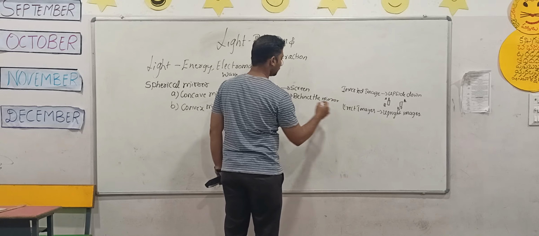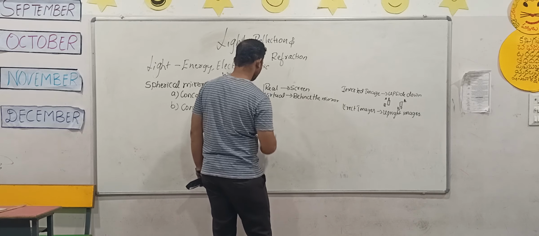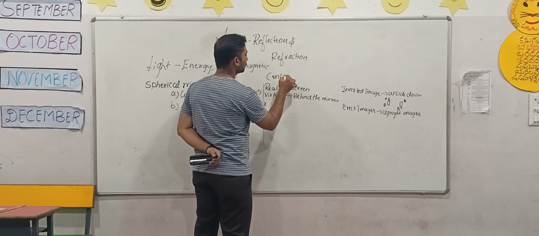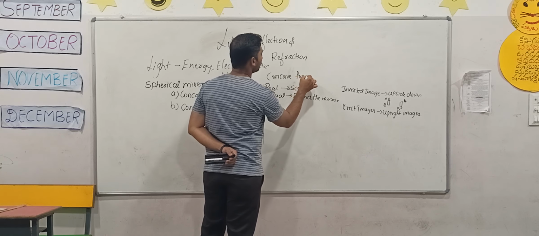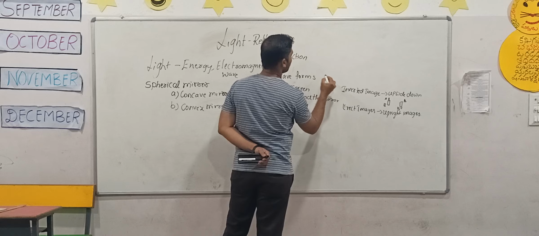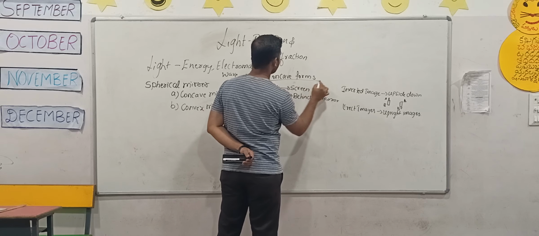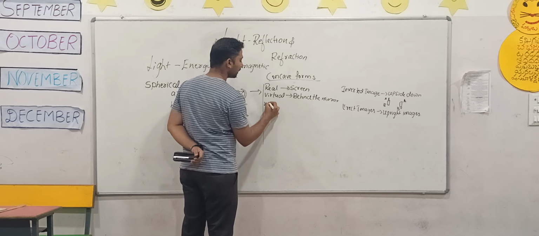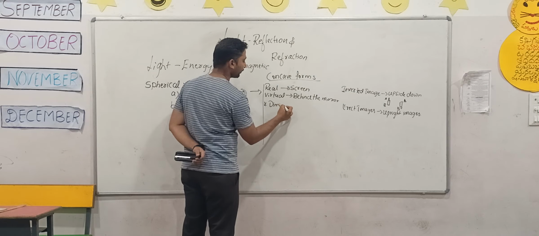So here I will write for the concave, this is all about what, concave forms. Concave forms all these types of images. It forms diminished.